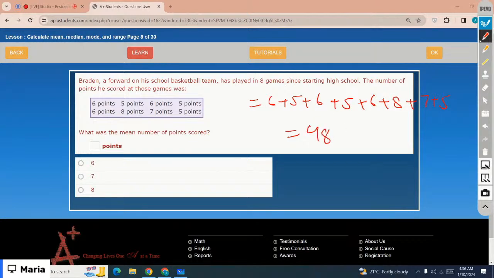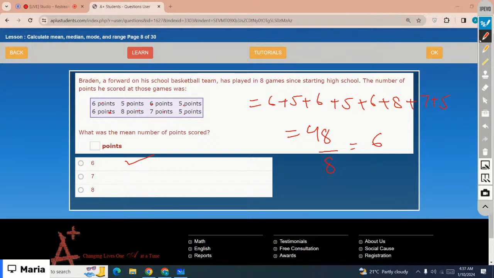And now just count the number of values. They are 1, 2, 3, 4, 5, 6, 7, 8. Divide the sum by 8 because the number of values is 8. So 48 divided by 8 is 6. So the mean of the given data is 6, right?